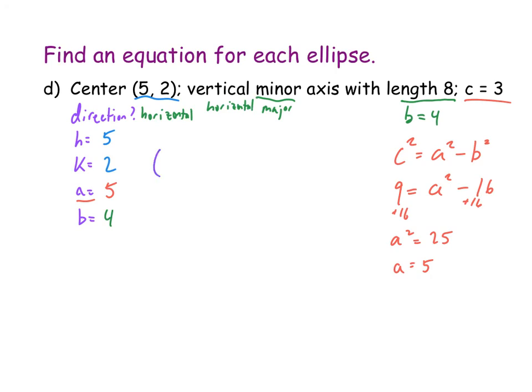So x minus h squared over something plus y minus a. I was going to go ahead and plug in the number, but I didn't. So h being 5, and then over y minus something squared, and then k being 2. Now this is a horizontal equation, so that means that a is under x. So a being 5, so 25 will go under x, and then b will be under y, so 16 here, and I forgot to write equals 1.